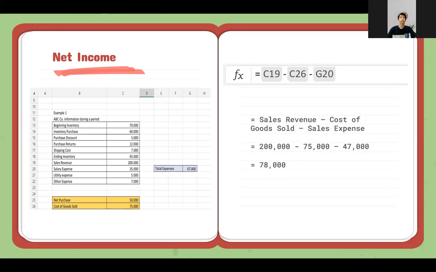So for the net income, we need to calculate the sales revenue minus cost of goods sold and minus expenses. As we can see, the sales revenue was 200,000 and the cost of goods sold is 75,000 minus the total expense 47,000. So we found 78,000.